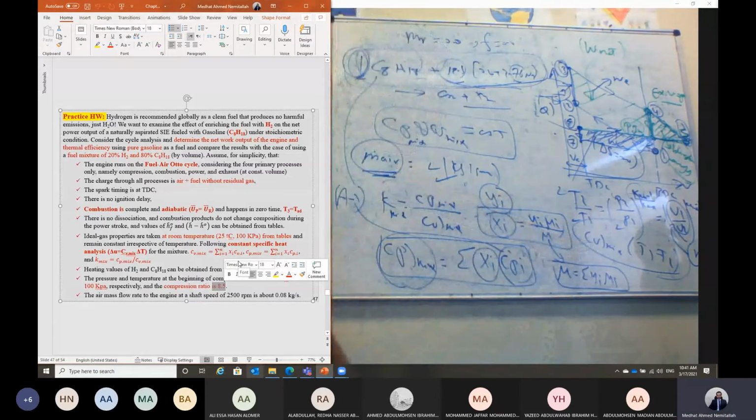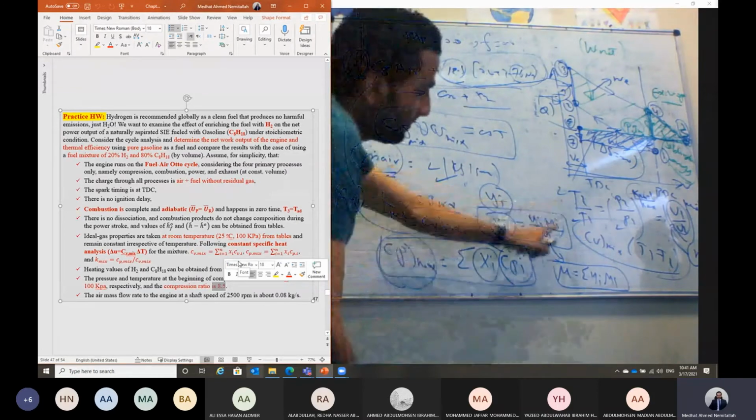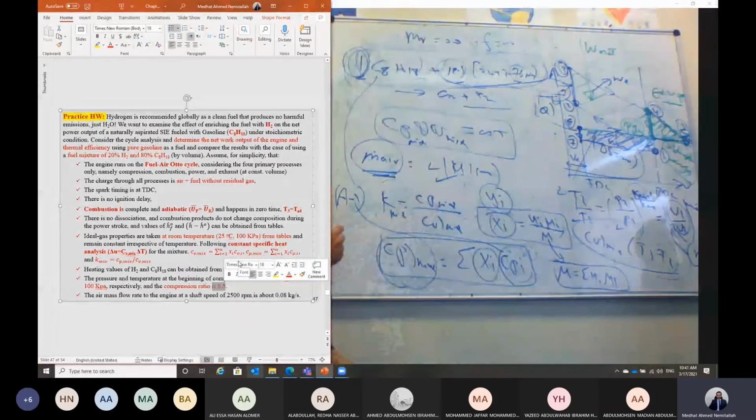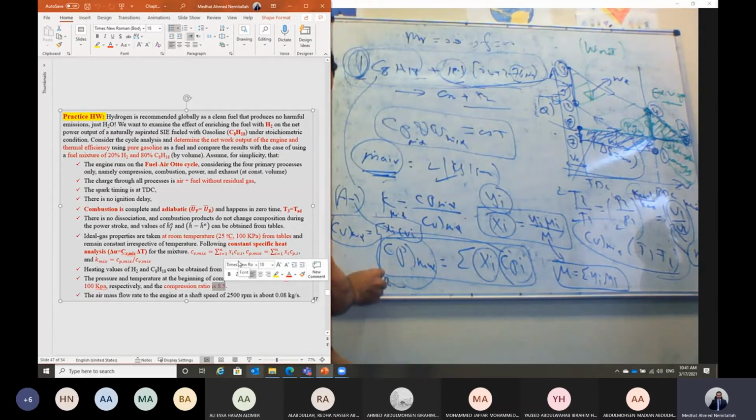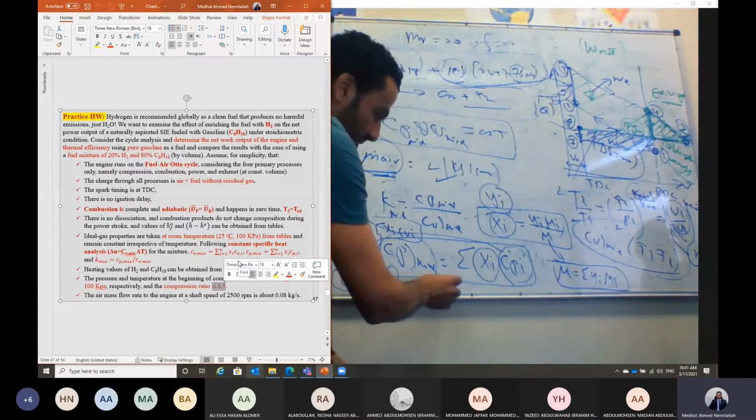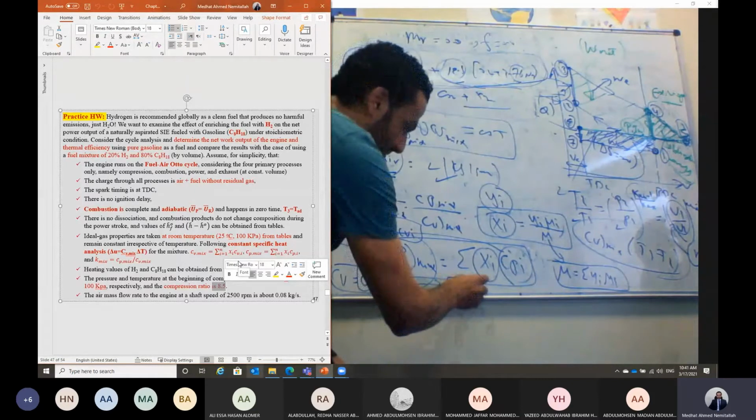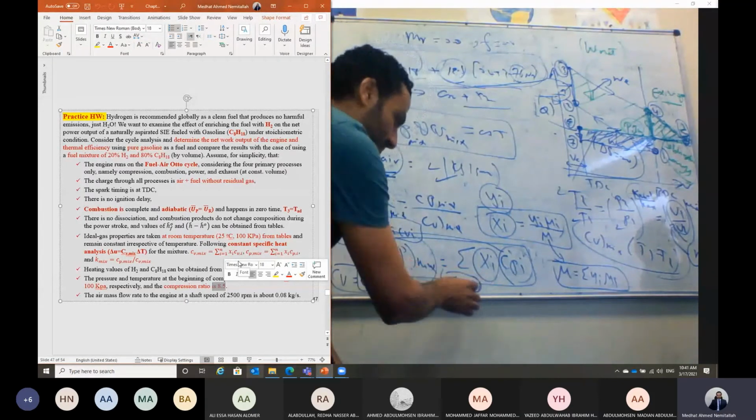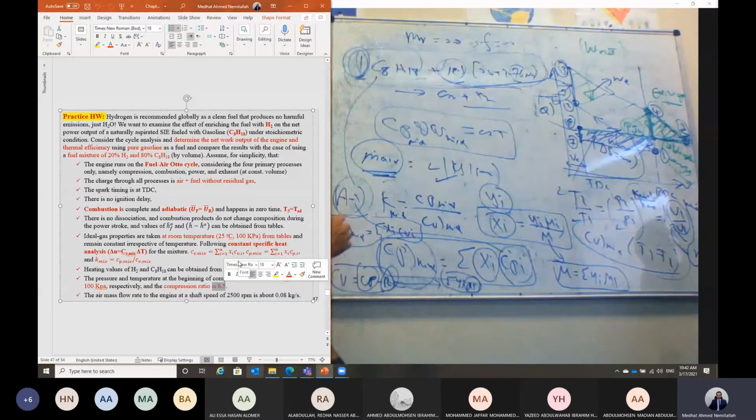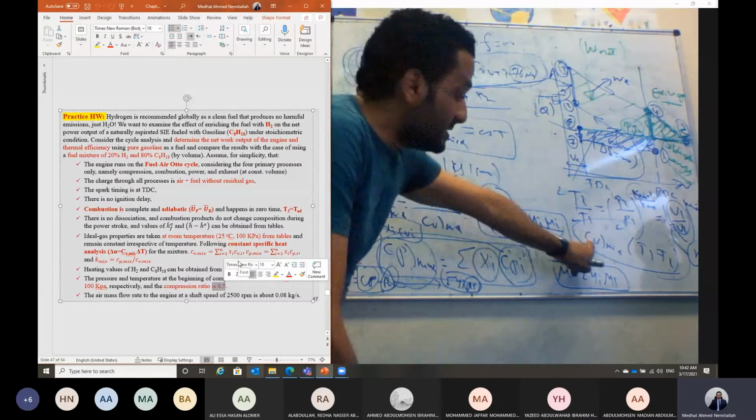I need to calculate CV for the mixture. We can say CV for the mixture will equal the same summation of Xi, CVi. Or we can have the relation CV equals CP minus R. If I calculated CP for the mixture, I have to calculate R for the mixture. R is equal to the summation of Yi, Ri. And also the value of the gas constant R, we can get from table A1 for each gas. Okay? Then we can calculate CV. Anyway, you can do all of this to calculate CV for the mixture.